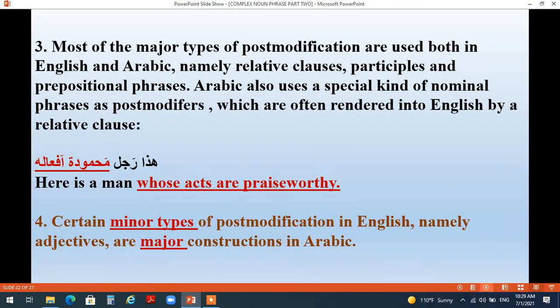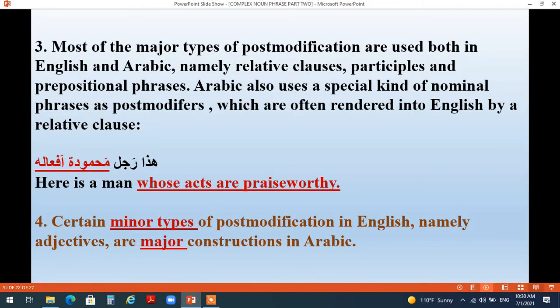Number 4. Certain minor types of post-modification in English, namely adjectives, are major constructions in Arabic. حين درسنا موضوع البوست موديفيكيشن باللغة الإنجليزية باستخدام الصفات قلنا إنه عادة only certain adjectives can be used as post modifiers. أوكي، عادة الصفات باللغة الإنجليزية تأتي قبل الاسم، لكن هنالك صفات محدودة جدا هي التي تأتي بعد الاسم وتستخدم as post modifier. فبهالحالة راح يكون الموديفيكيشن باستخدام الadjectives is a minor type in English. هو عبارة عن نوع ثانوي، نوع ليس رئيسي في اللغة الإنجليزية.